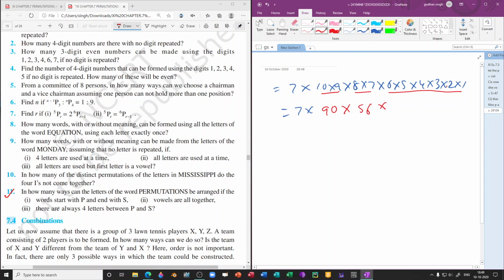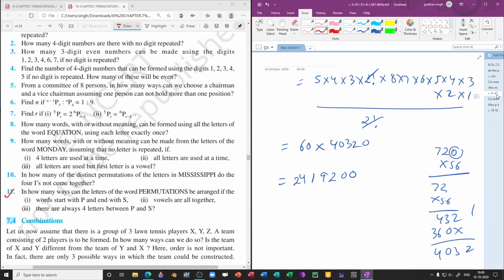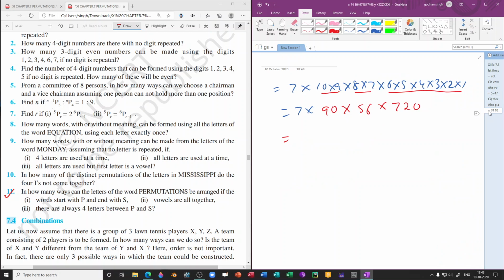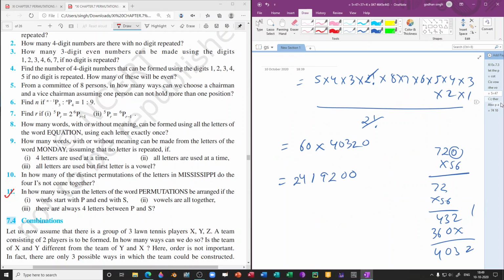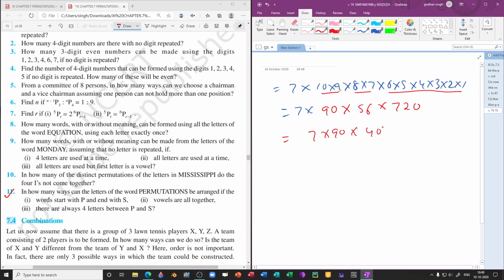So 7 into 90 into 7 into 8 is 56, into 720, this is what we have got. Now let us multiply all of them. So we'll first multiply 72 and 56. I think the multiplication of this we already have from earlier: 72 and 56, that is 4032. So we can use that here, or you can multiply again. So 7 into 90 into 4032, that is 40320. 56 into 72, if you want, you can multiply again, but that will be 4032, and this 0 is there.